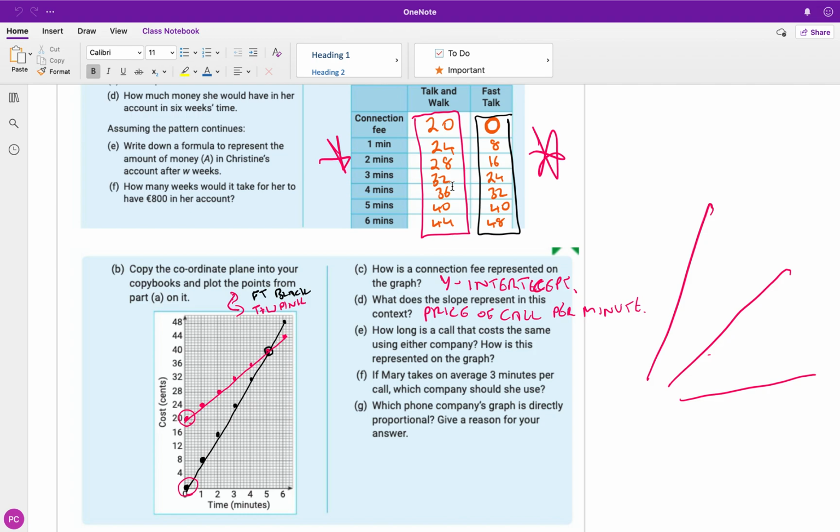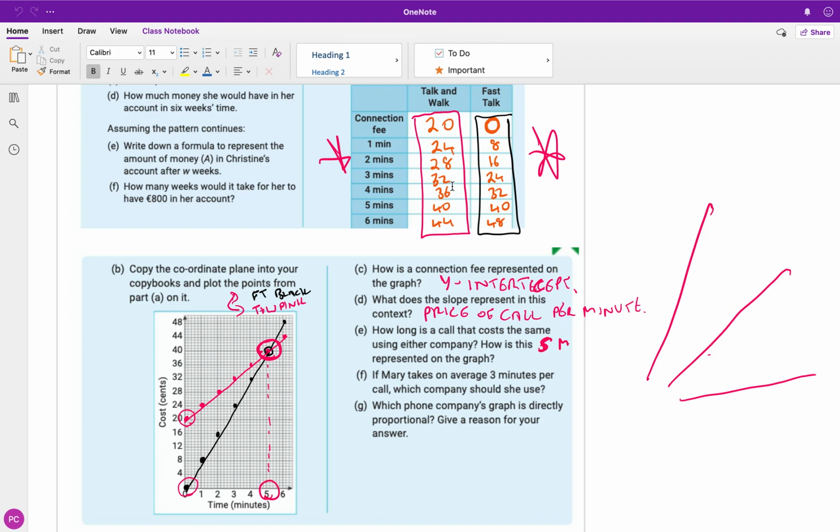How long is a call that costs the same using either company? And we can see it there. Where is the cost the same? Here it is here, isn't it? In this space here. And what is the time of that call? It's going to be 5 minutes.